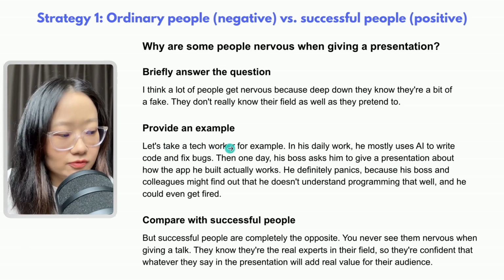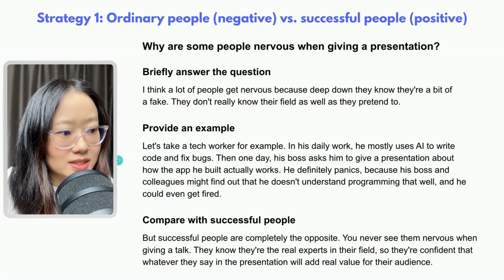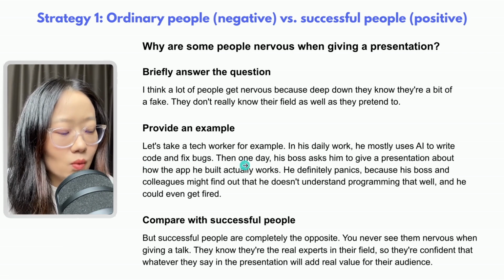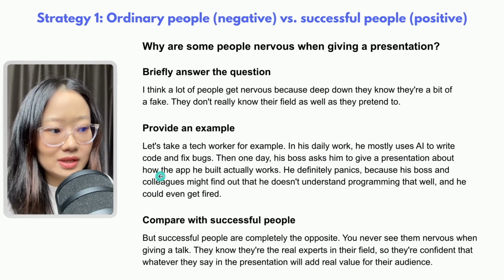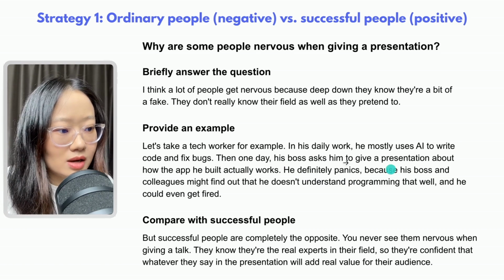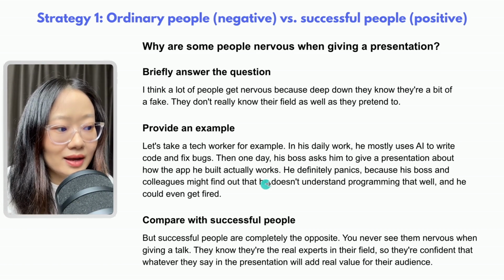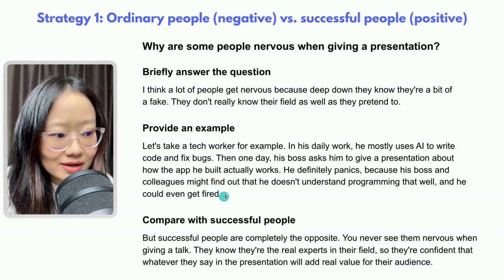Let's take a tech worker, for example. In his daily work, he mostly uses AI to write code and fix bugs. Then one day, his boss asks him to give a presentation about how the app he built actually works. He definitely panics because his boss and the colleagues might find out that he doesn't understand the programming that well, and he could even get fired.